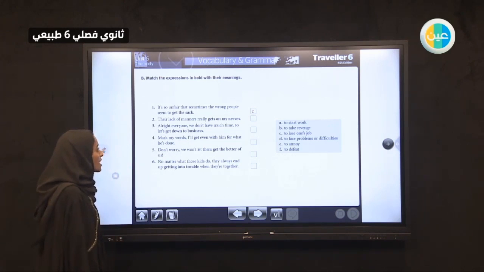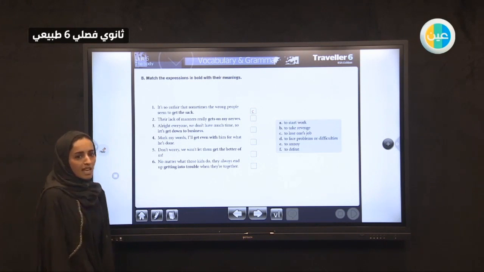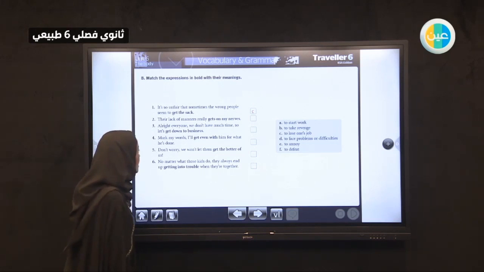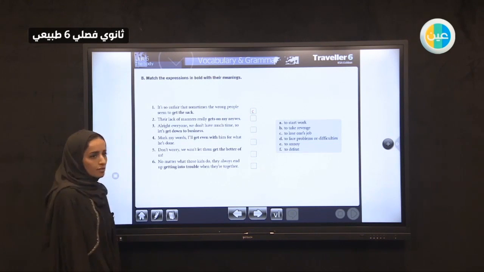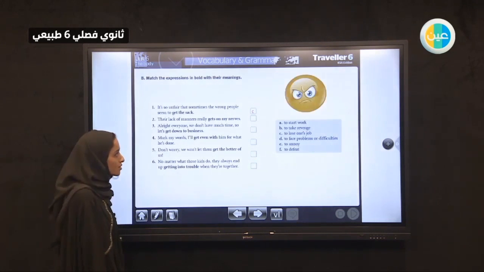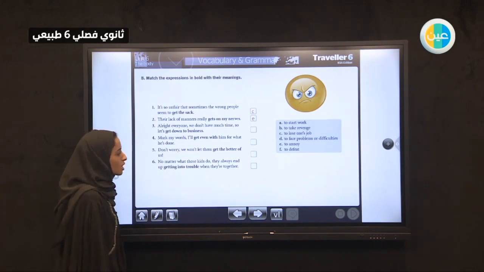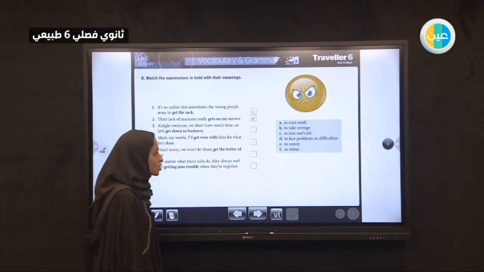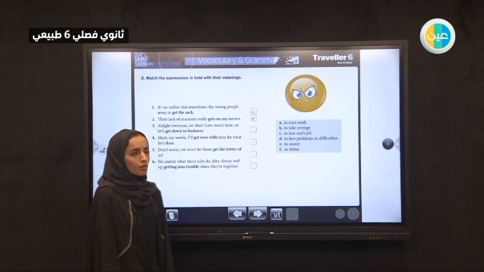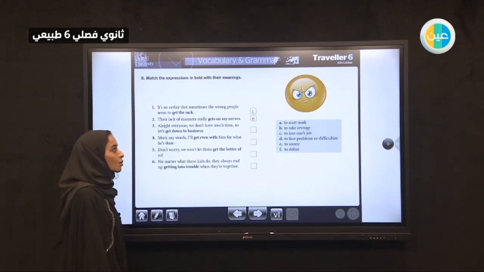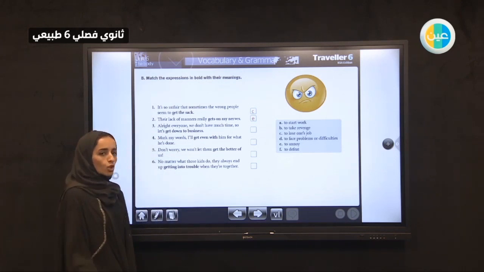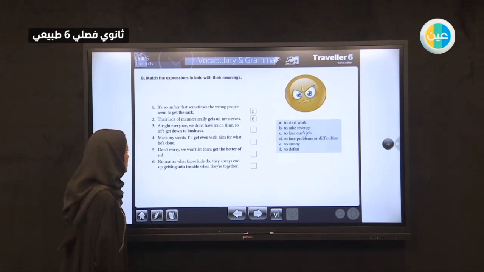Number 2. Their lack of manners, they misbehaved, they were not polite enough, really gets on my nerves. What is getting on someone's nerves? It makes you annoyed. You are not happy about it. So it is E, which is to annoy. If you do not behave, someone else is going to be annoyed, or you will get on their nerves.